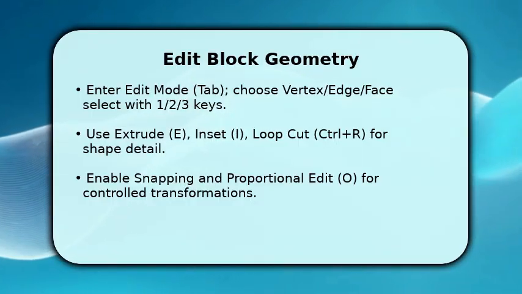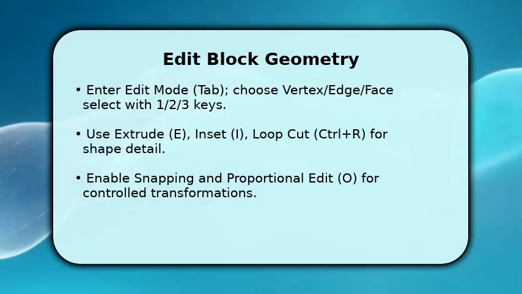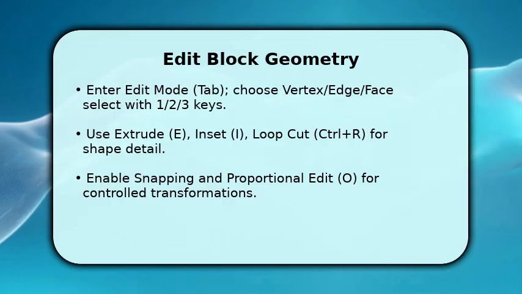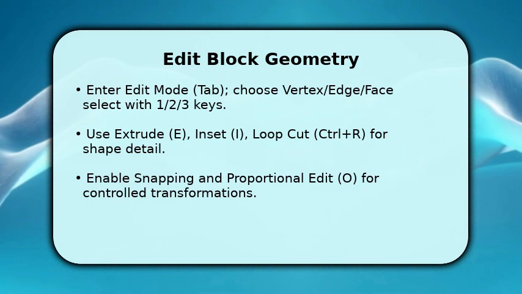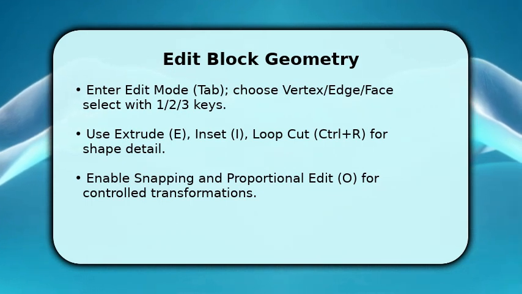Make sure to toggle proportional edit O when you need smooth falloff, and enable snapping for precise alignment. These steps shape the block efficiently. You finish by applying transforms. Press Ctrl+A and choose rotation and scale so modifiers behave predictably.